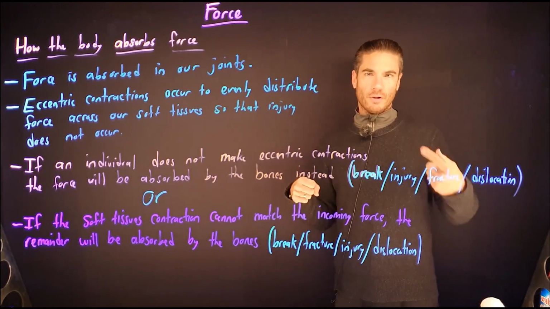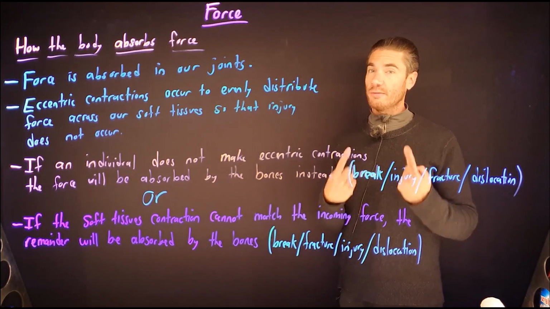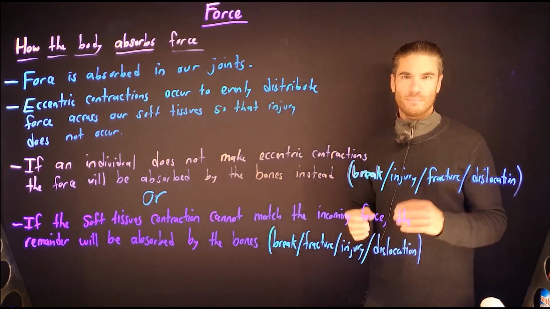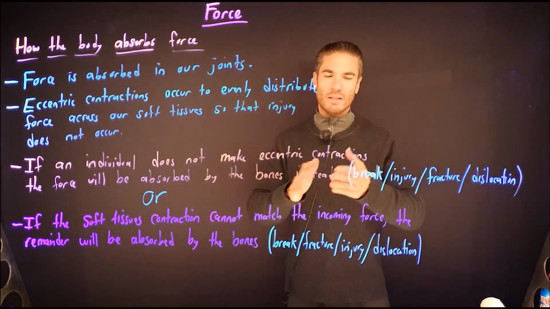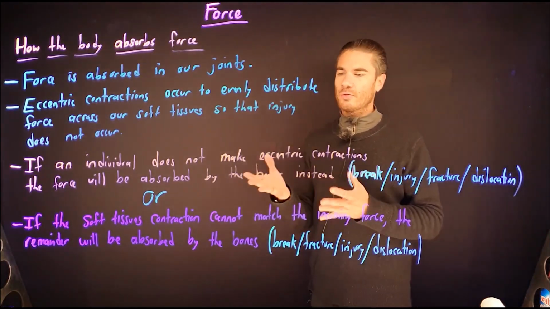The higher you jump from, the more force you are generating into the ground, and therefore the more reactive force you get back up, all right? Hopefully that makes sense. So then we go back to this point, right? If an individual does not make eccentric contractions, the force will be absorbed by the bones instead.